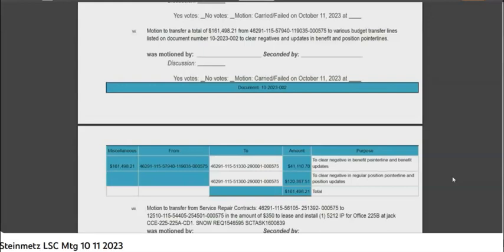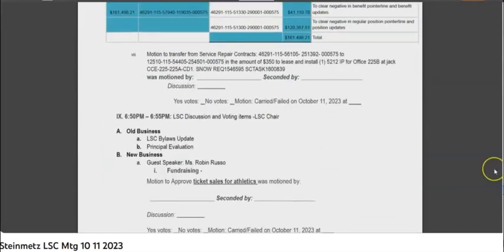Oh, last one. Motion to transfer from service repair contracts for 6291-115-56105 251-392-000575 to 12510-115-54405 254-501-000-575 in the amount of $350 to lease and install 15212 IP for Office 225B at Jack. It's a Jack CC 252258-CD1. Snow requisition ticket is 1546595. SCT task is 1600839. It's open for discussion.